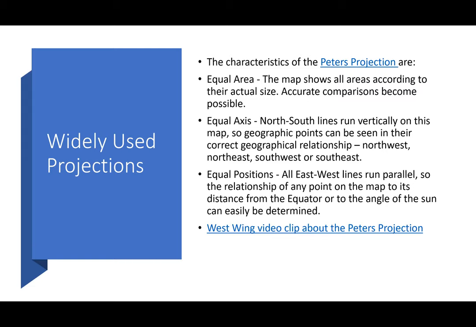North-south lines run vertically on this map, so geographic points can be seen in their correct geographical location or relationship: northwest, northeast, southwest, or southeast. Equal positions, all east-west lines run parallel. So the relationship of any point on the map to its distance from the equator or to the angle of the sun can be easily determined.